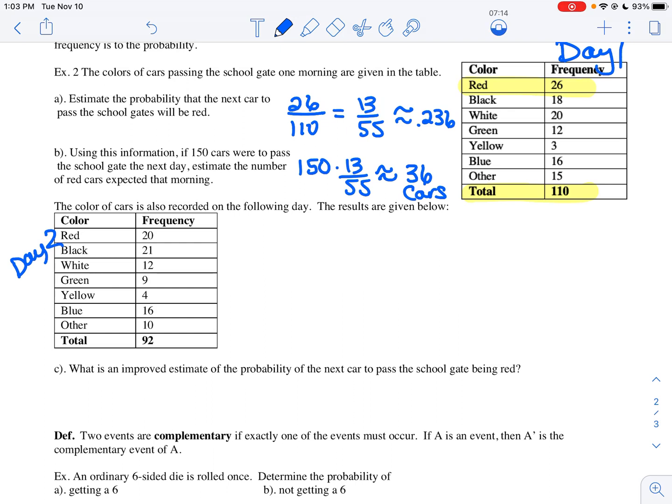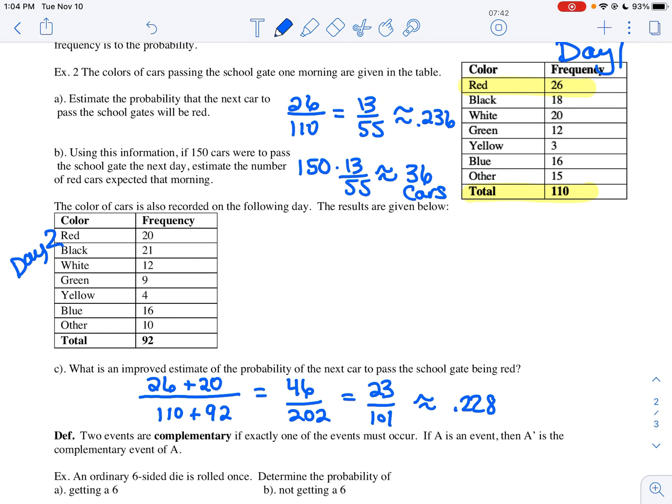It would be awfully tempting to say 20 over 92. And that's not going to be a very good estimate. That's only the estimate on day 2. So watch what you can do. You can take 26 red on day 1 plus 20 red cars on day 2 over 110 plus 92. This would give us a much clearer estimate. So the probability that the next car would be red would be about 22.8%.